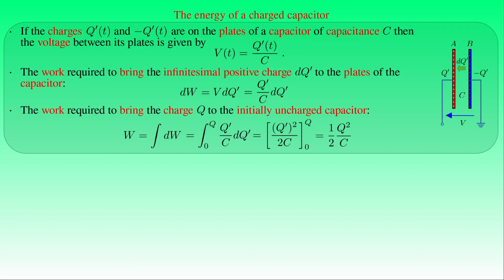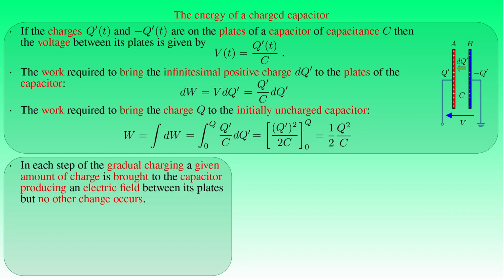If the capacitor is gradually charged, in each step a given amount of charge is brought to its plates, producing an electric field between them, but no other change occurs.